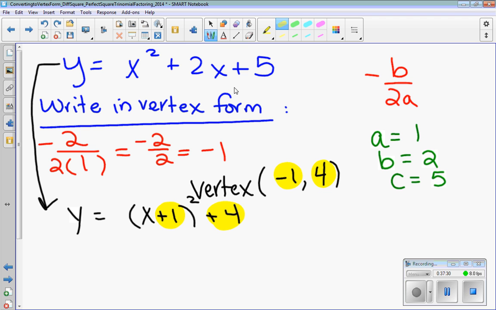When we were inside the parentheses, we do the opposite of what you think, and that's the transformation. So up 4 because it's at the end, left because it's inside the parentheses and it's positive. Okay?